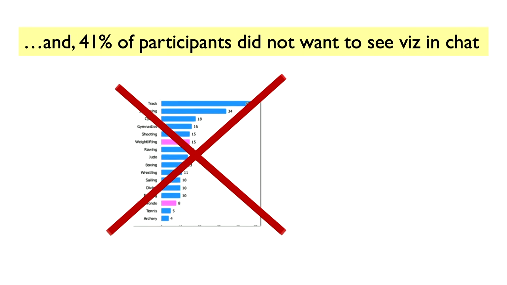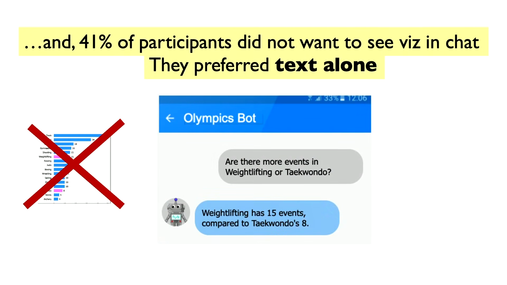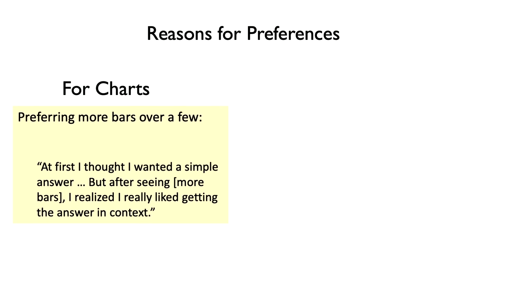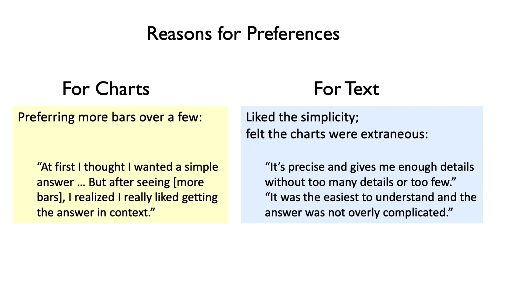So now getting back to James's question, yes, they preferred this. What are some of the reasons? For charts, those that preferred more bars over a few said things like, at first I thought I wanted a simple answer, but after seeing more bars, I realized I really like getting the answer in context. And for text, they liked the simplicity and felt the charts were extraneous. They said things like, it's precise and gives me enough details without too many details or too few, it was the easiest to understand, and the answer was not overly complicated.